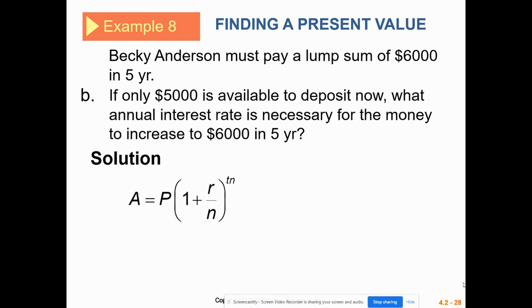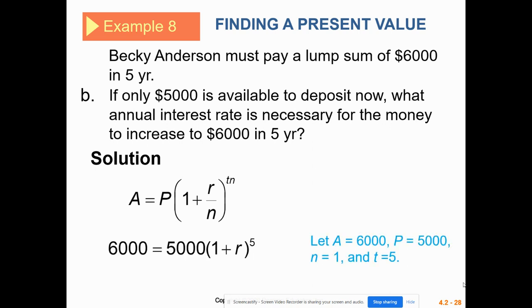Got the same gal. Now, what if she only has $5,000? She doesn't have $5,150. So what kind of interest rate does she need in order to make her $5,000 turn into $6,000? So again, we have A equals P times 1 plus R over N to the NT power. We fill in what we know. And remember that N was equal to 1 because it's compounded 1 year. So we just have 6,000 equals 5,000 times 1 plus R to the 5th power.